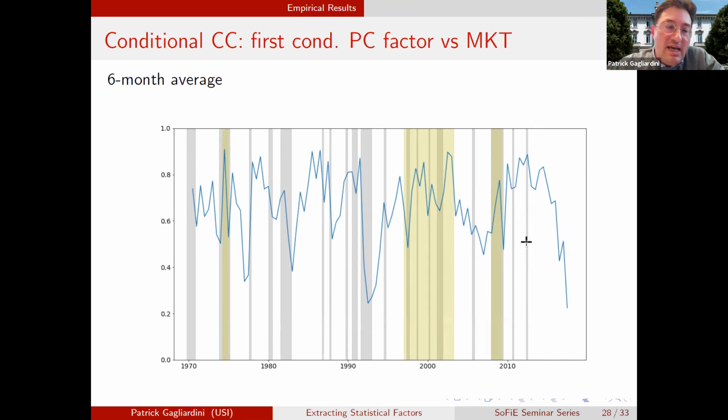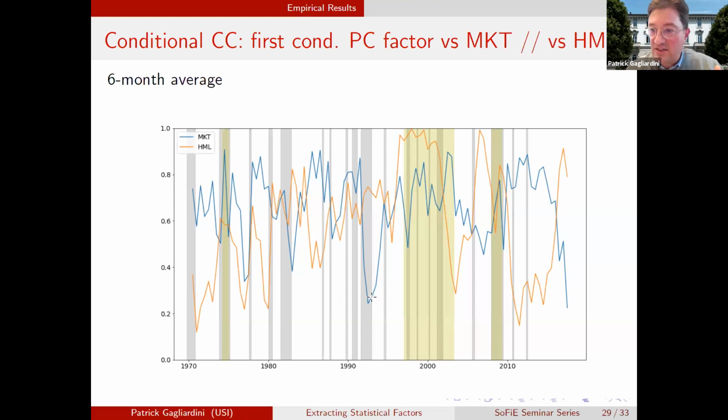Here I'm displaying the conditional canonical correlation with market. So market is the factor having, on average, the largest conditional canonical correlation with this principal component factor. In some periods, this conditional canonical correlation is maybe close to 80 or 90%. In other periods, that's low. So you see that there is some evidence that this first conditional principal component factor has some time variation in its association with the market factor.